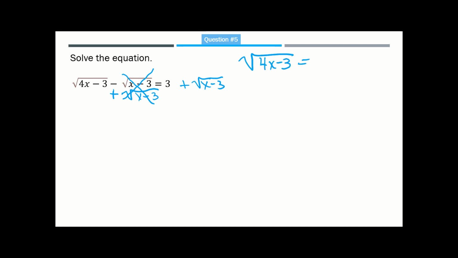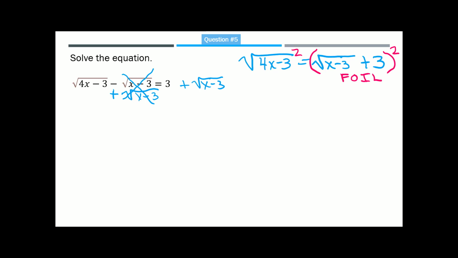On the right, I have 3 plus the square root of x minus 3. I'm going to put this one first. That's just my preference. Now I'm going to square both sides. When we square this radical, the radical is going to drop off. But on the right, I'm squaring a binomial, so I'm going to have to FOIL that out. First, outer, inner, last. Think about your algebra.